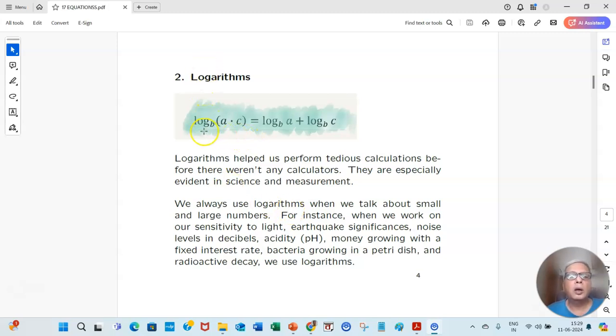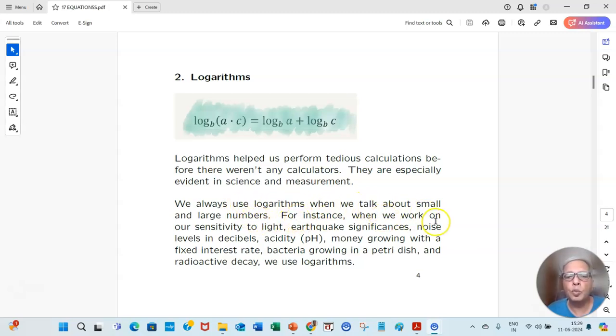Logarithms: log of a times c equals log a plus log c, turning big multiplications into additions. Logarithms help us perform tedious calculations. Before that, there weren't any calculators. They are especially evident in science and measurement. We always use logarithms when we talk about small and large numbers.